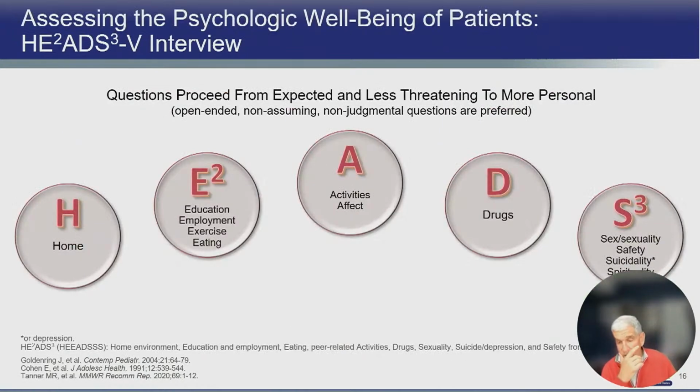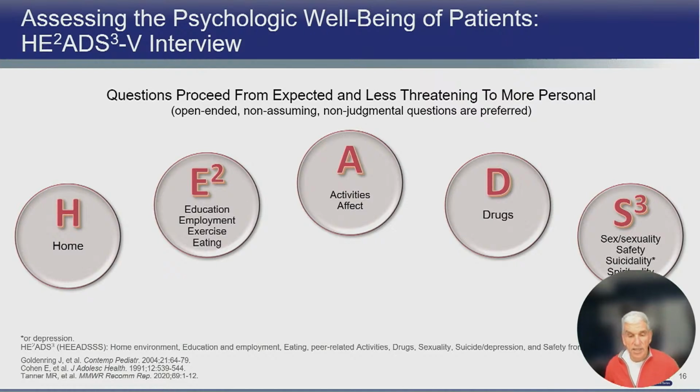Assessing the psychological well-being, there's a couple different ways to do it. This is a mnemonic called HEADS, to ask open-ended, non-assuming, non-judgmental questions. And this is critical to any communication we have with adolescents. You have to make them think that you're on their side, and there's got to be safety and confidentiality in that communication. The first thing is to look at what's their home life.